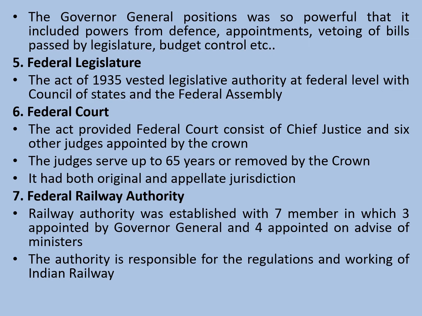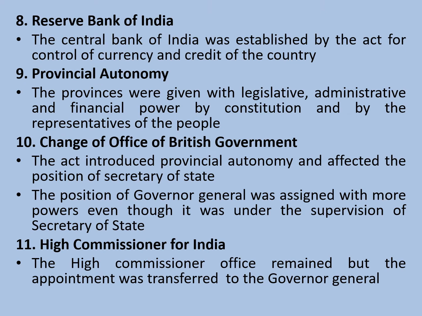Next one, the Federal Railway Authority. Railway was the main mode of transportation of that time, and the Railway Authority played a very crucial role where they established special provisions to have an authority to look after the needs of the railway. Next one is the Reserve Bank of India, which we know takes care of the needs of currency as well as the monetary aspects of the country.